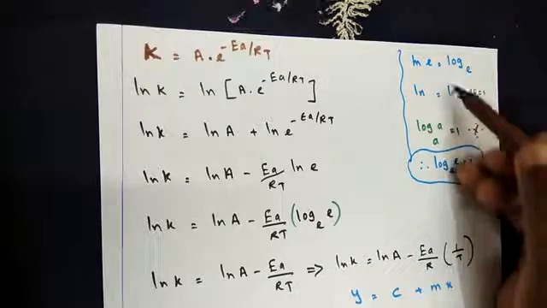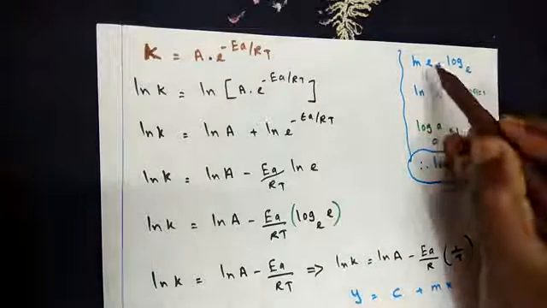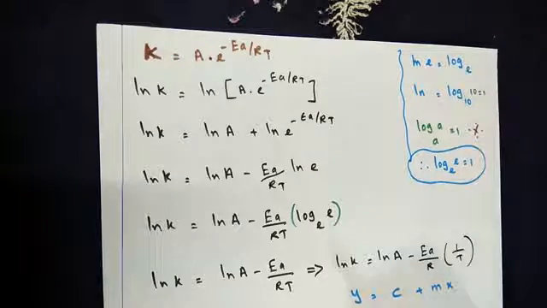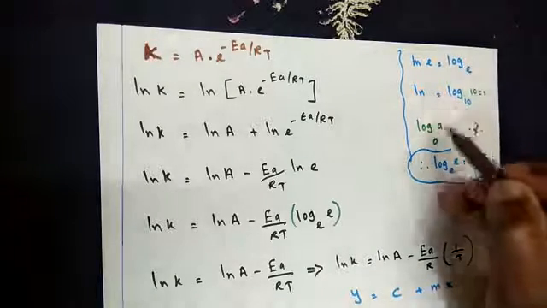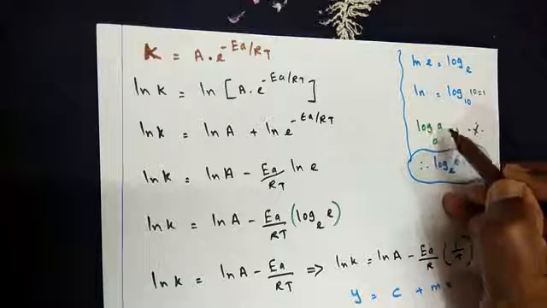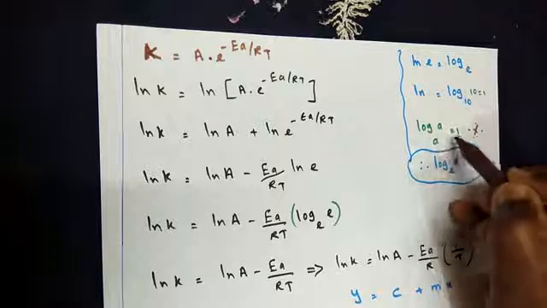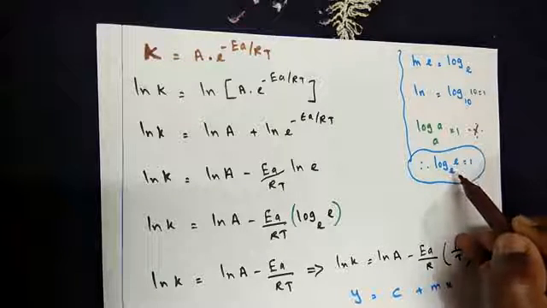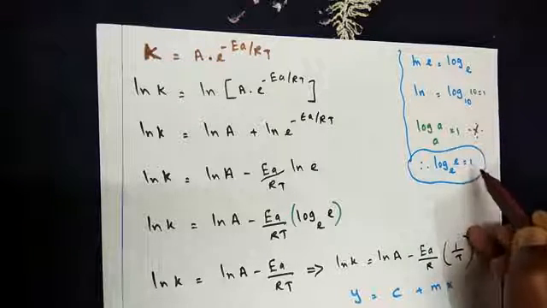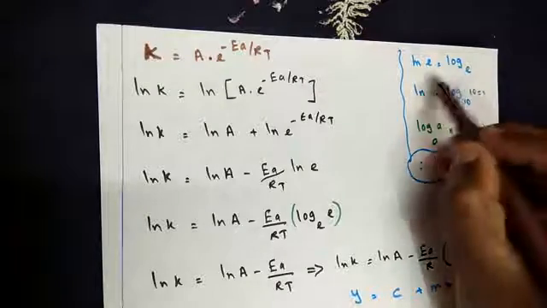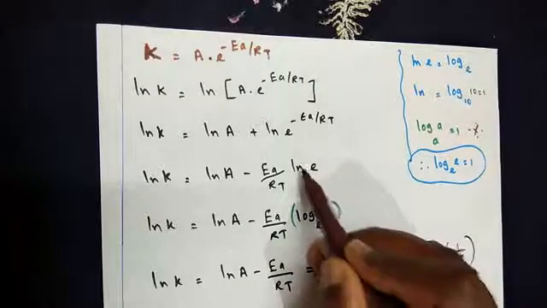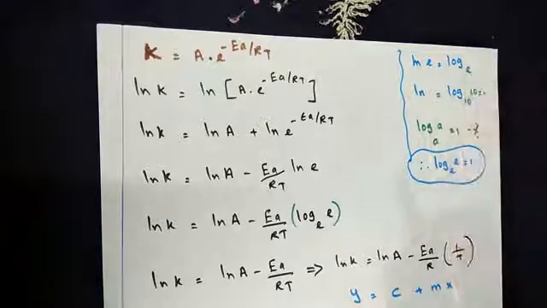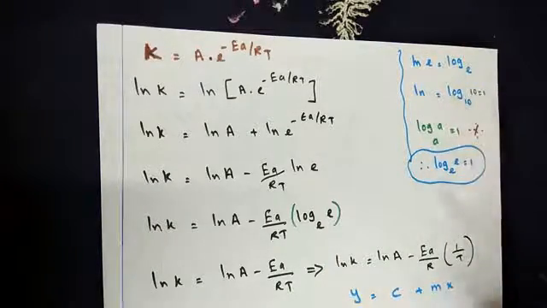Here you have to remember certain rules. Natural log of e can be written as log to the base e. Now one more clue, log of any number with the same base can be written as 1. So log of e to the base e can be substituted as 1. We'll come back to this point. All you have to remember right now is natural log of e can be written as log to the base e.